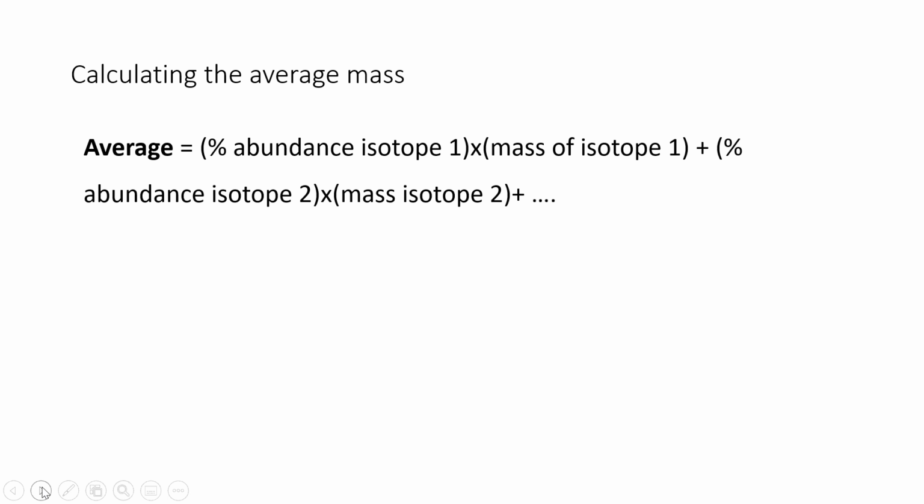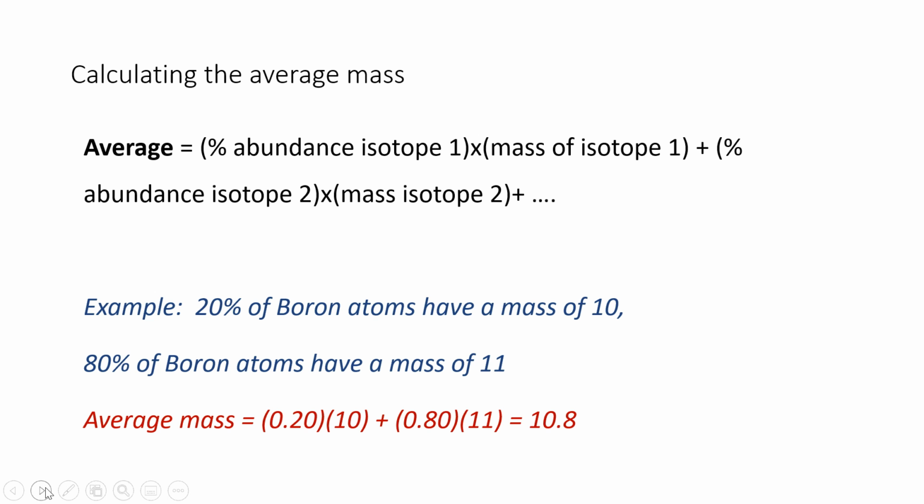And finding the average mass. If you want to calculate the average mass of an isotope, you have to know how common each of those isotopes are. If we look at an example, boron, it turns out 20% of boron atoms in the world have a mass of 10, and about 80% of them have a mass of 11. Since they're not equally common, I don't want to just say 10 plus 11 divided by 2, because I don't have equal amounts of these two masses.